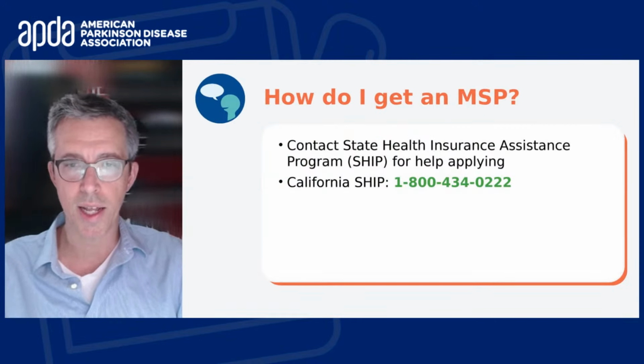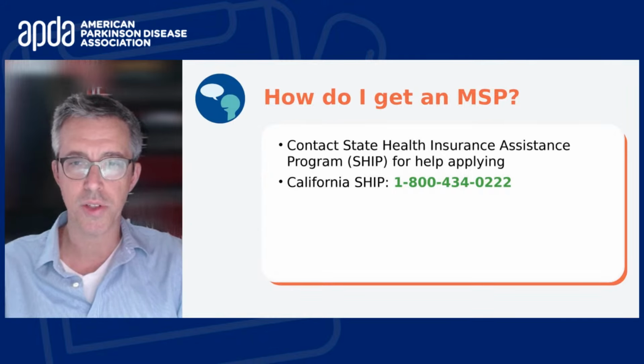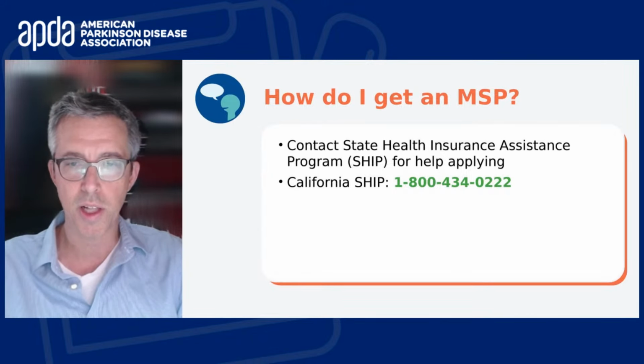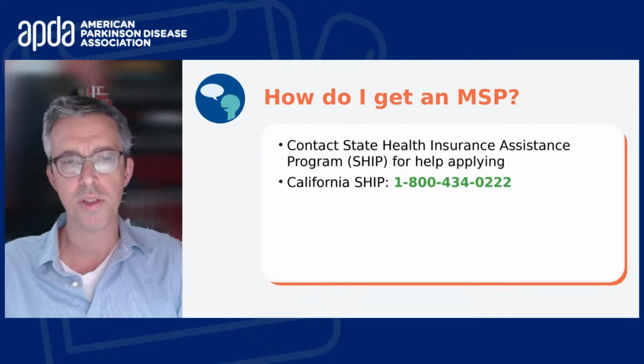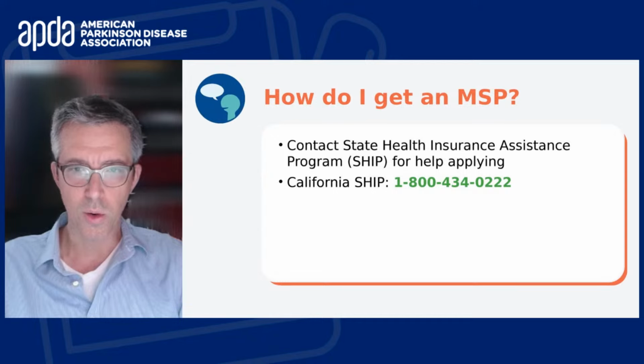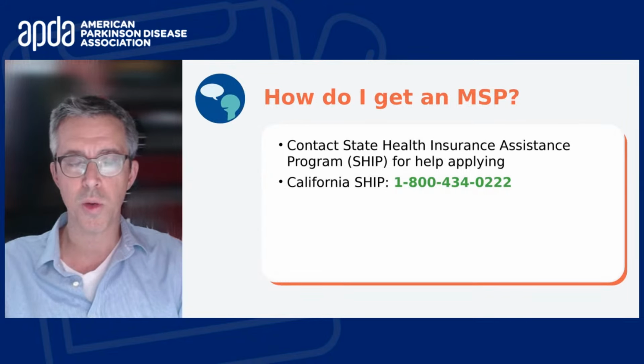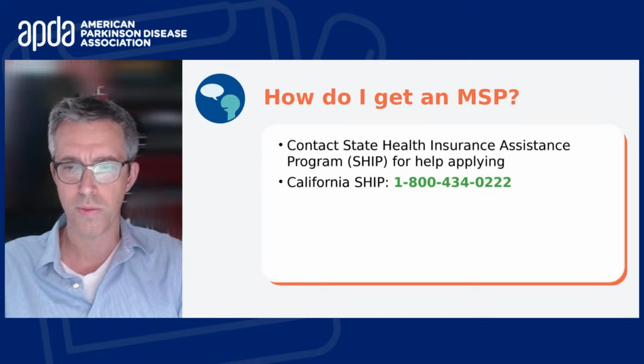How do I get an MSP? You contact your State Health Insurance Assistance Program for help applying. The California SHIP is 1-800-434-0222. But if you want to look up your individual state, if you don't live in the state of California, you can look that up online. Or if you call this SHIP number and say you want to be connected to a different state's SHIP, they should be able to do that as well.